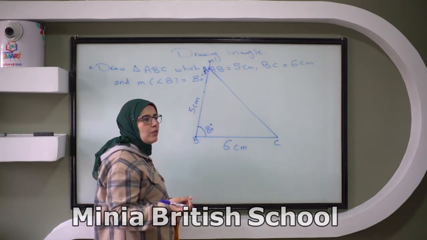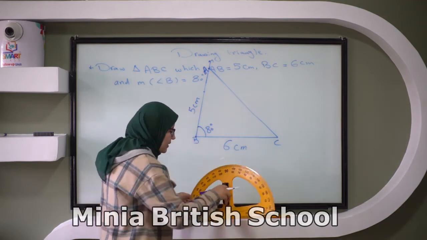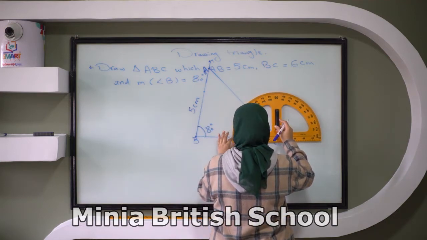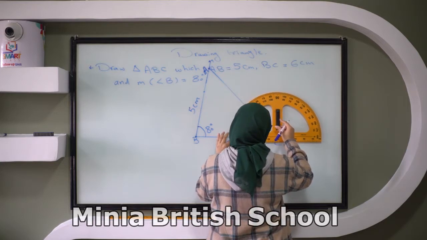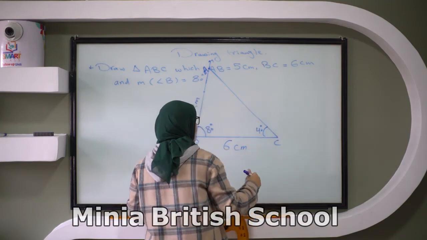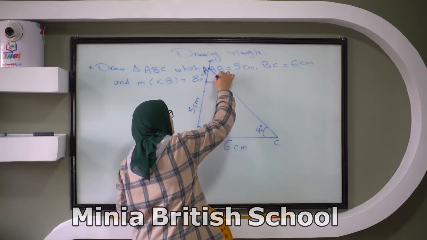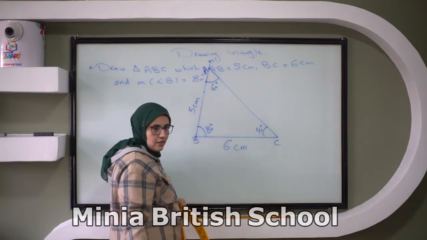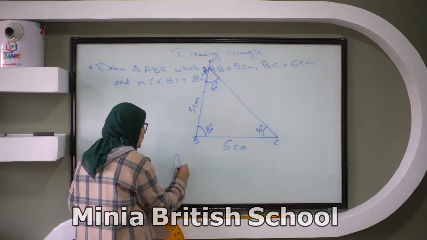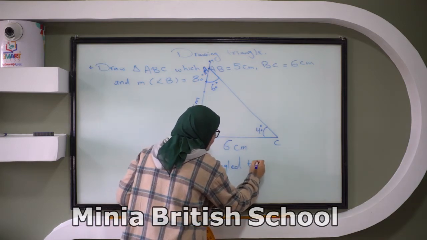If he asks you to find the type of this triangle according to the measure of its angles, what will you do? You will use your protractor and measure this angle and this angle. If you measure angle C, angle C equals 40 degrees. So now we have 40 here and 80 here, so this will be 60 without using the protractor. So what is the type of this triangle? The type of this triangle is an acute angled triangle.